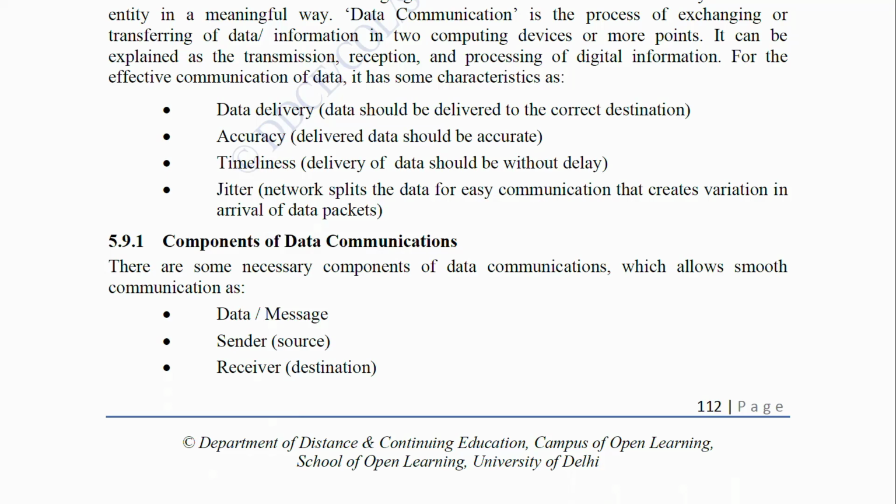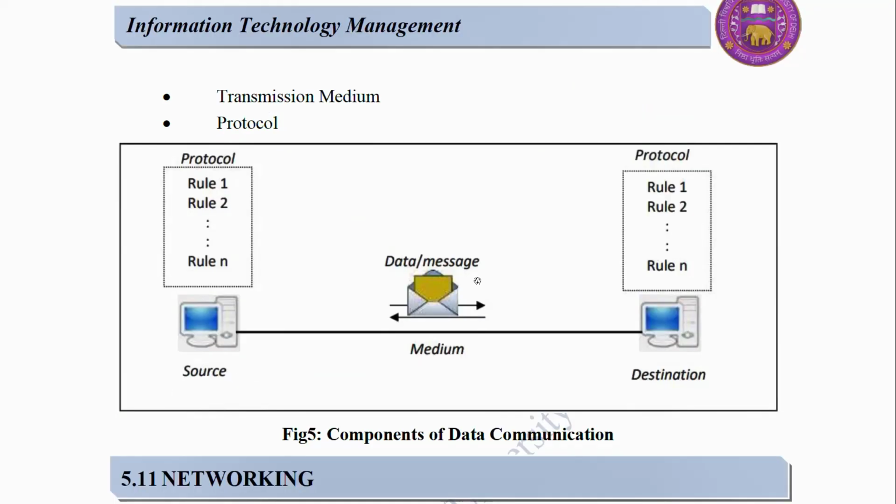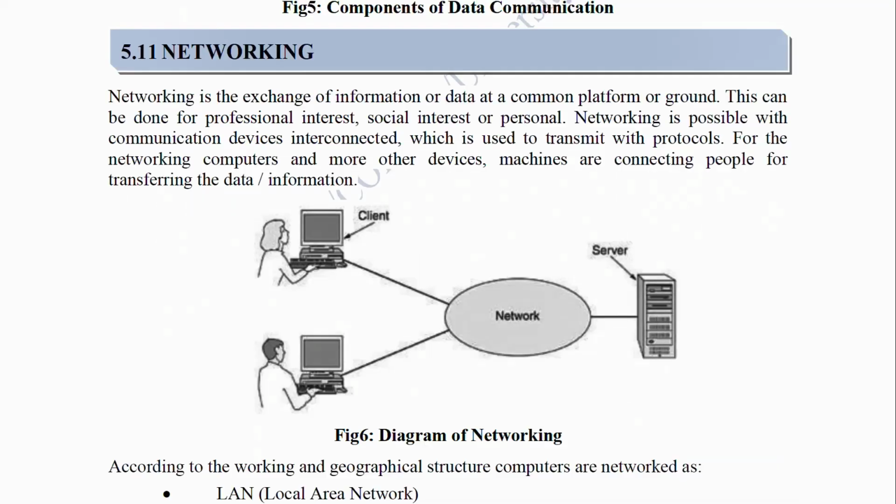5.9.1 Components of data communications. There are some necessary components of data communications which allow smooth communication: 1. data, 2. sender, 3. receiver, 4. transmission medium, 5. protocol. Figure 5 represents components of data communication.